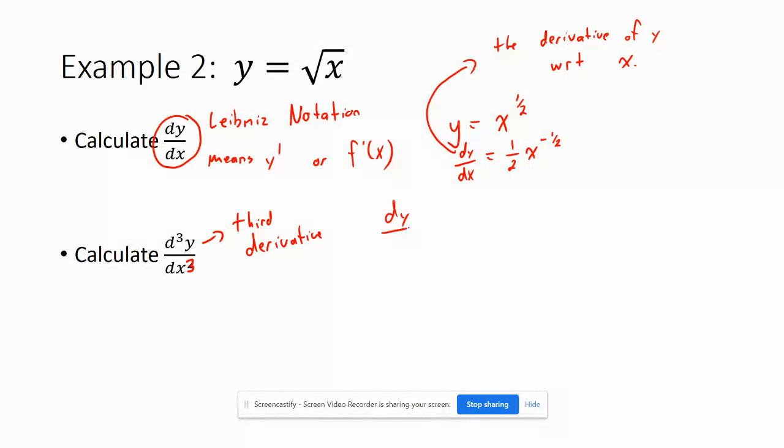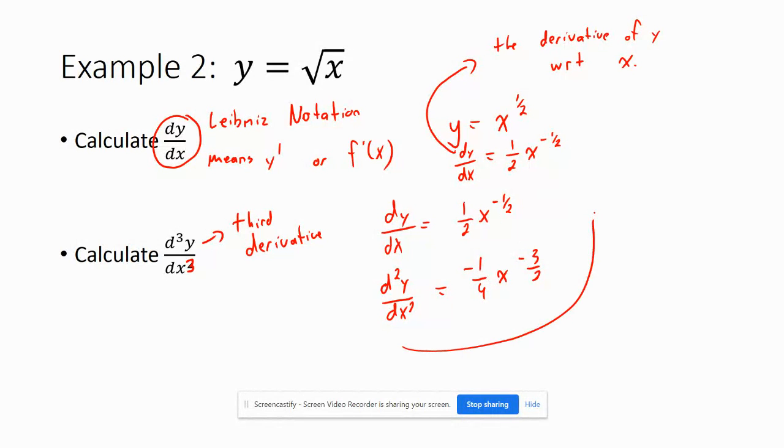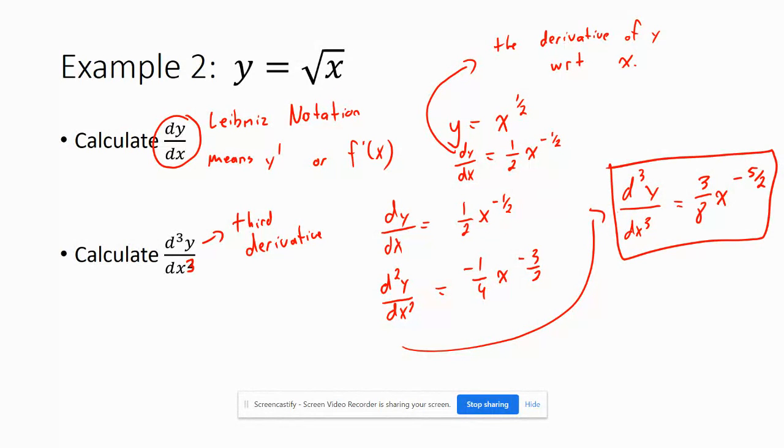So we know that dy dx equals 1/2 x to the negative 1/2. That means the second derivative is going to equal negative 1/4 x to the negative 3 over 2. The negative 1/2 comes down, becomes a negative 1/4, and we go 1 less. Then for the third derivative, negative 3 over 2 comes down, so negative 3 over 2 times negative 1/4 is 3 over 8 x to the negative 5 over 2. And you can just leave your answer like that.